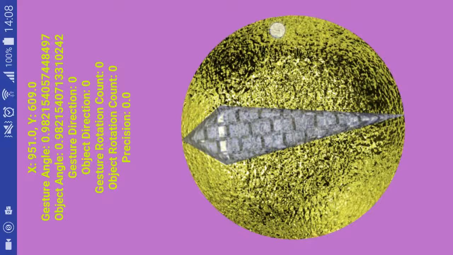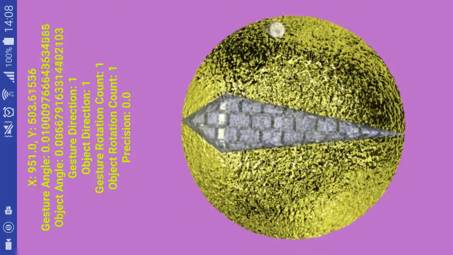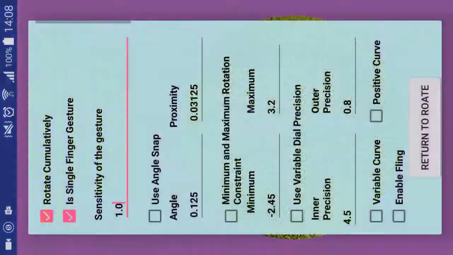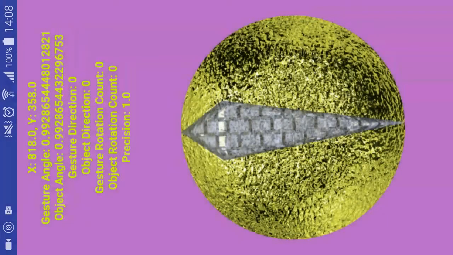So at the moment, rotate cumulatively, I put my finger down and it doesn't move until I move my finger. And at the moment, it's on a precision of 1, so for every time I rotate my finger, the dial will rotate exactly once. If I put in non-cumulative, what will happen now is when I put my finger down, the dial will rotate directly to the angle where my finger goes down, like that, and rotates from there. Finger goes down and rotates from there.